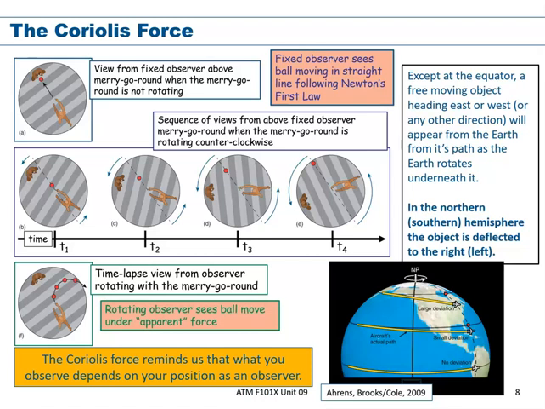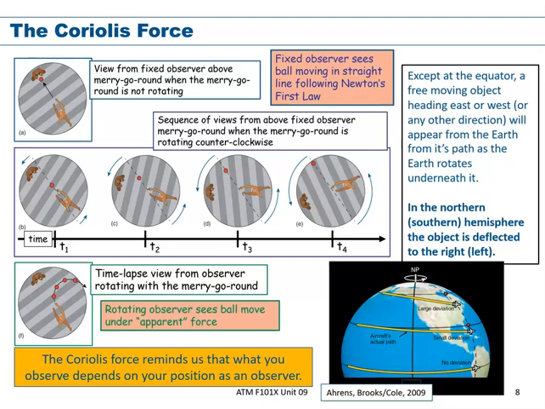Thus, there appears to be a force that moves the ball relative to the rotating merry-go-round. On a rotating Earth, a plane traveling appears to be deflected as the Earth rotates underneath it. This deflection increases with latitude. There is no deflection at the equator and a maximum deflection at the pole.